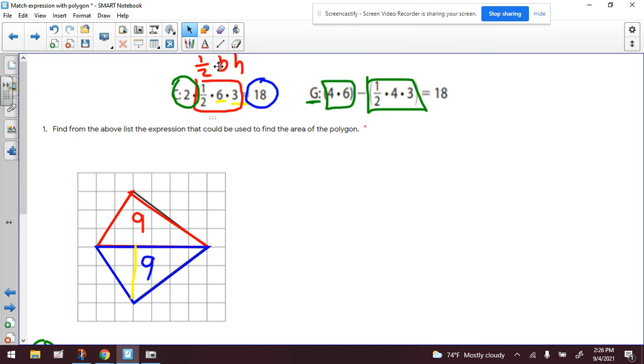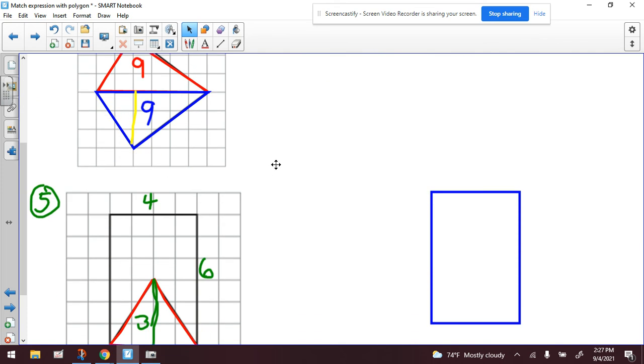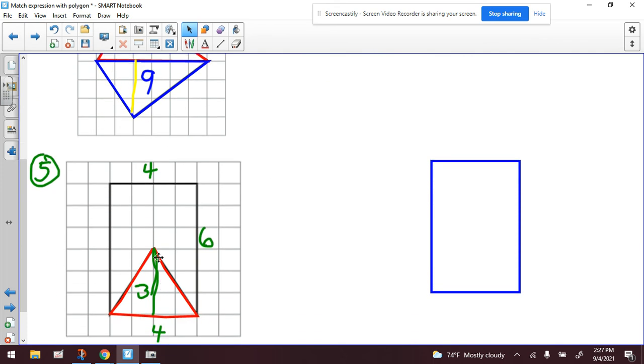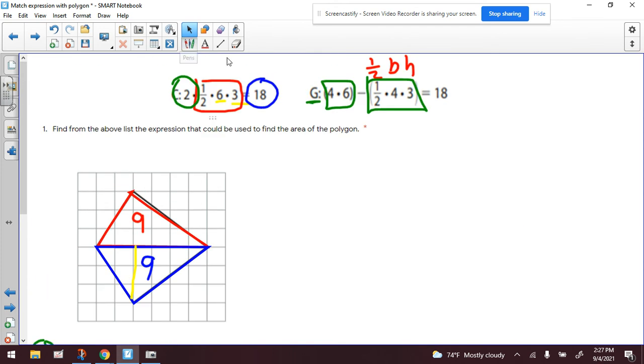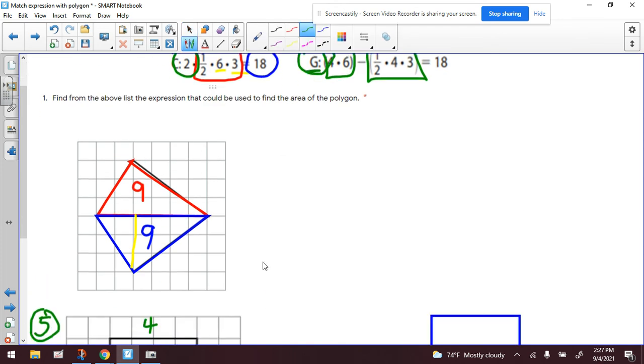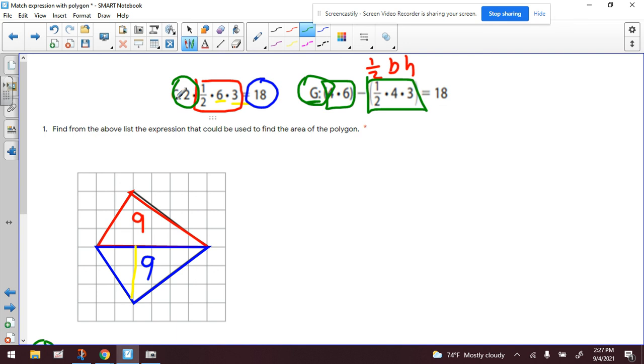Because this is the formula right here. I'll just drag this over. That's the formula for area of a triangle, and these numbers match. So if we were to finish up and find the area of this figure, we would be subtracting the area of this red triangle from the area of this, and we would be getting 18. All right, so just to clarify, for number 5, your best answer is you're going to pick G, because that matches. And for number 1, you're going to pick C, because that equals 18 also, but the actual expression matches the situation. All right, good luck finishing that up.